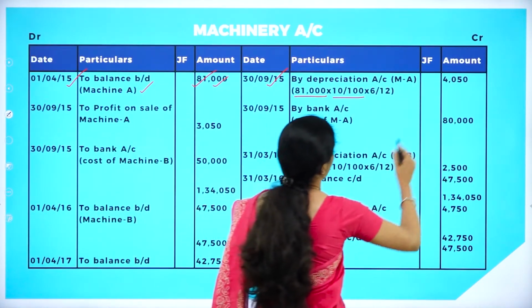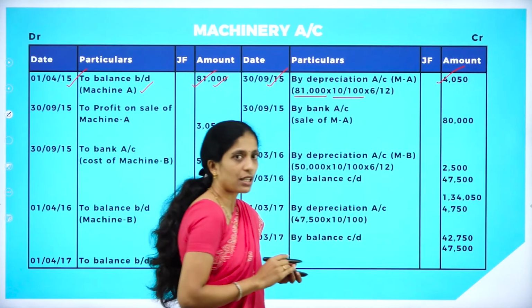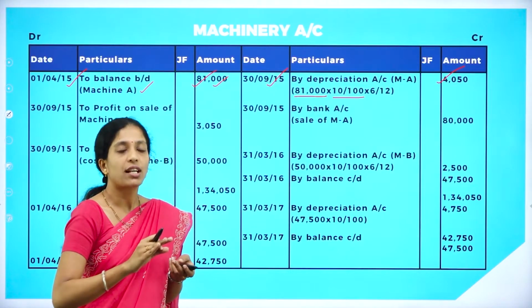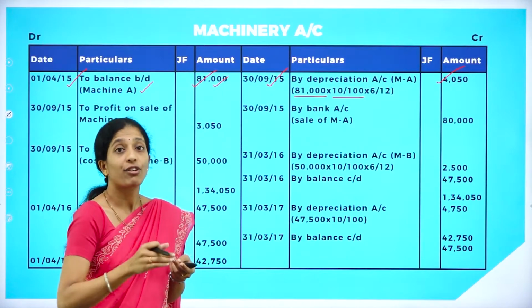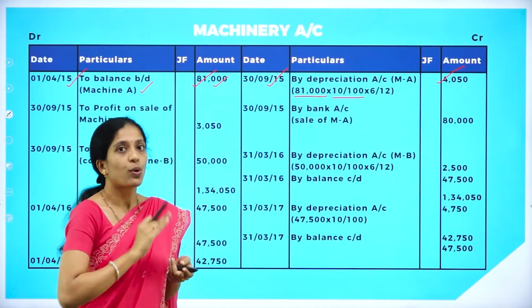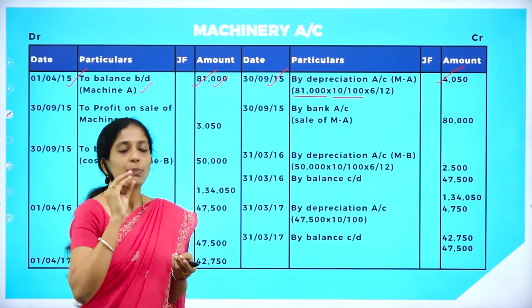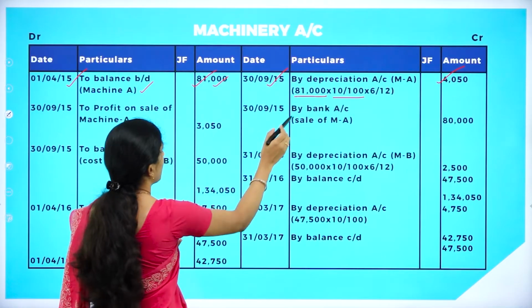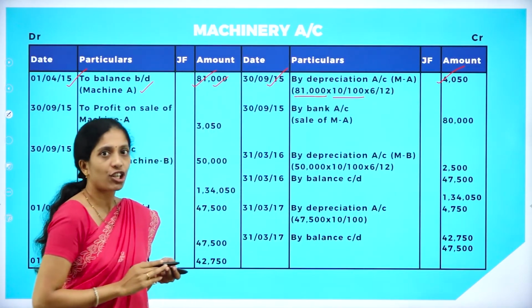So 4,050 is from 6 by 12, and this is for charging depreciation. After charging depreciation, we have to record the entry for selling of the asset. So what is the entry? Your entry will be bank account debit to asset account. Here in this problem, it is bank account debit to machinery account.